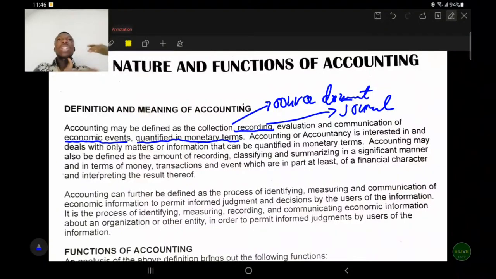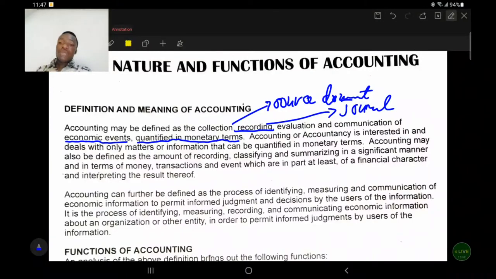Economic what? You call the economic what? Decision makers. They use the report that you generate from the accounts of the company, and they make decisions whether to be part of the company or not, whether to make investment decisions, and to know the profitability and everything. We are not going there yet. These are just the basics. So let's get the basics right.